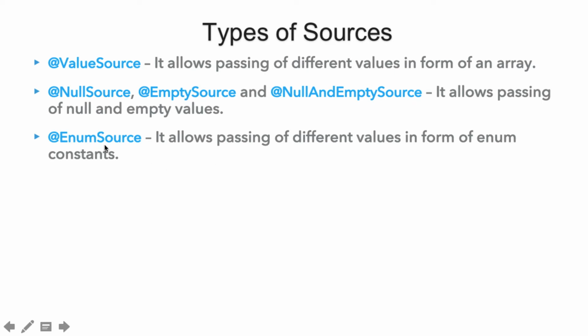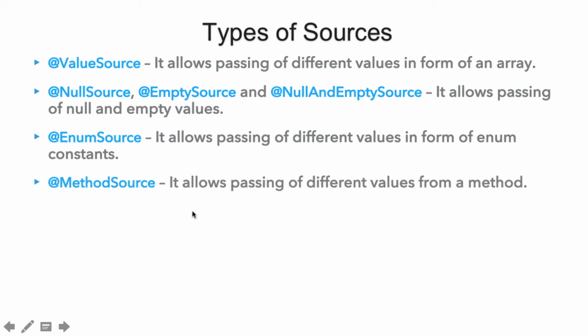The third one is @EnumSource. This annotation allows us to pass different values in the form of enum constants to our parameterized test. We can pass different arguments or values in the form of enums using the @EnumSource annotation. The fourth one is @MethodSource. This annotation allows us to pass different values from a method. Here we write a particular method which returns some values, and we pass those values to our @ParameterizedTest in the form of a source.